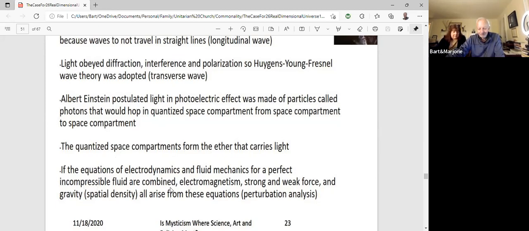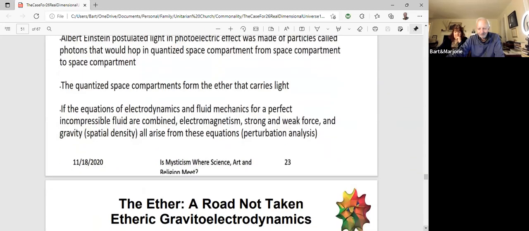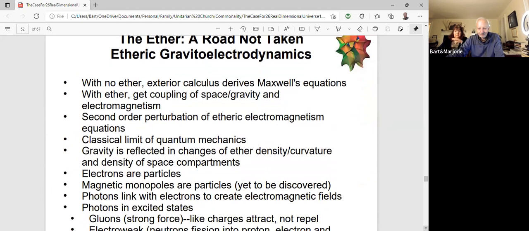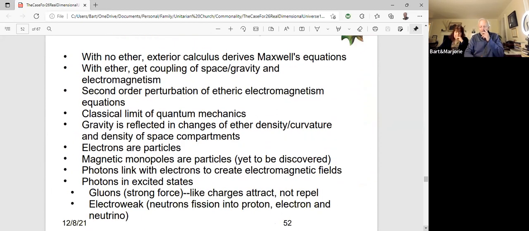And if you do this and carry out what's called a perturbation analysis, where you look at the 0th order term, it is due to the ether having no impact. That's where we get Maxwell's equations. But then we include 1st and 2nd order terms. We get all the other forces that we get in physics, including gravity, when gravity shows up as variations in the ether density. The occultists always referenced ether as the 5th element. Yes, it is. And it's the density of space.